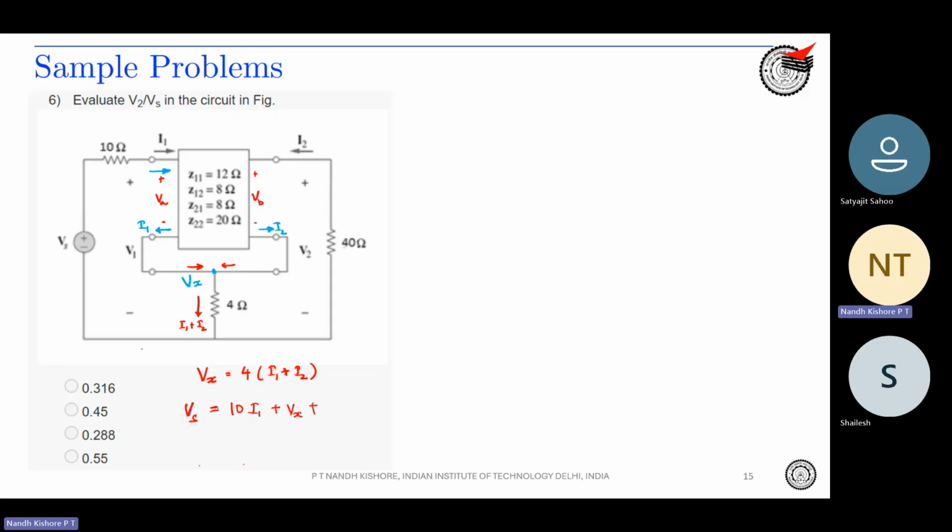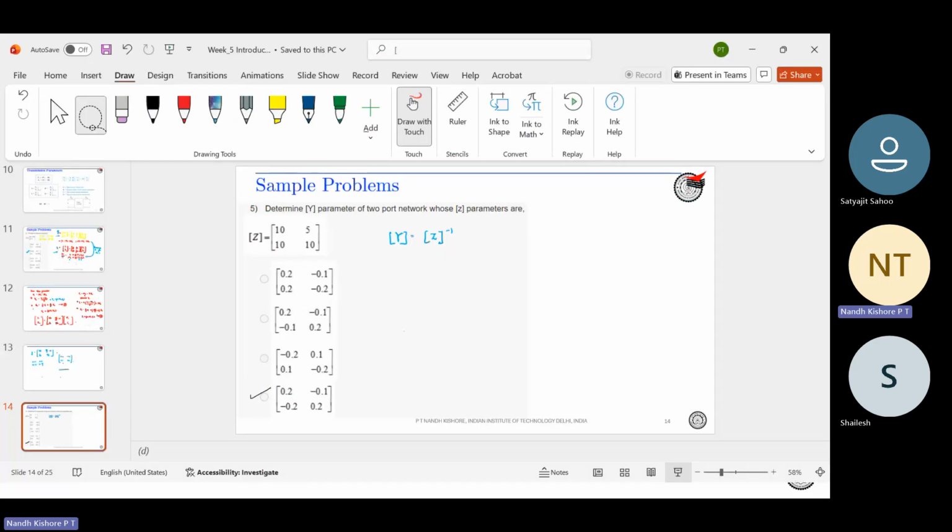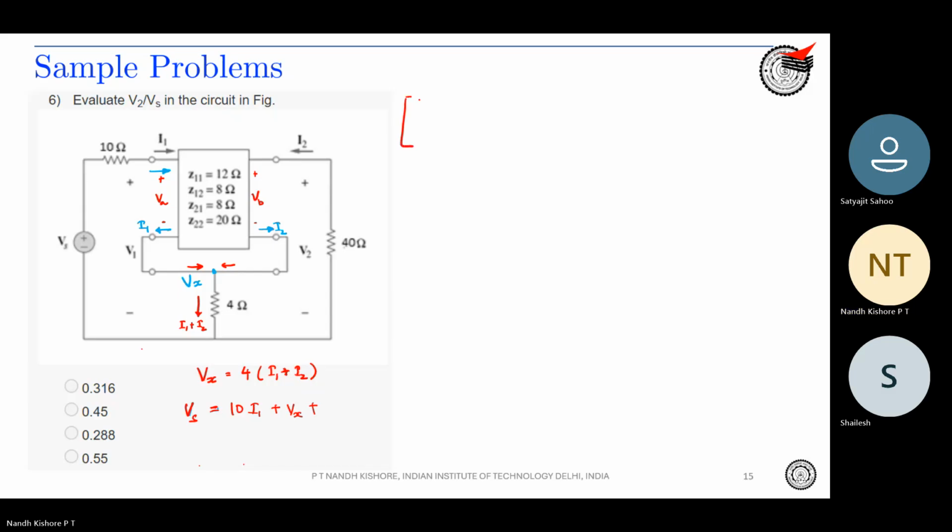Now you know that for a two-port network, if you want to write the Z parameters, then VA and VB would be Z11, Z12, Z21, Z22 multiplied by I1, I2. For this particular Z parameter network, you cannot write V1 and V2, because V1 is actually including the 4 ohm resistor drop, right? So you cannot directly write it. So what I can write is Vs is equal to 10 I1 plus Vx plus VA. Is this fine?